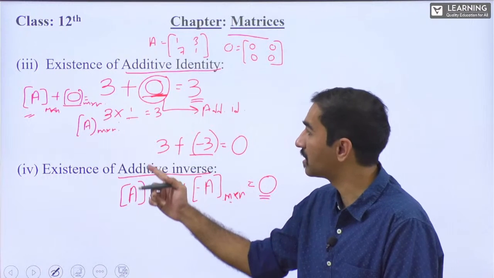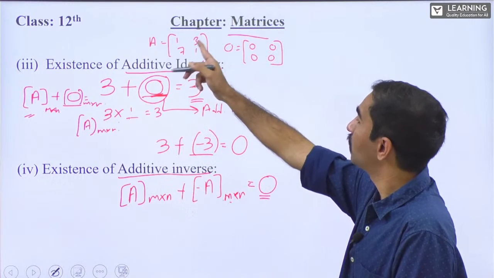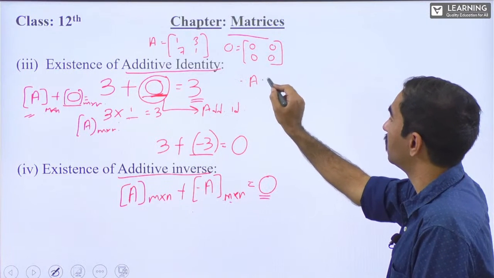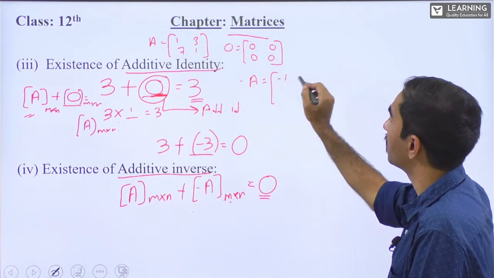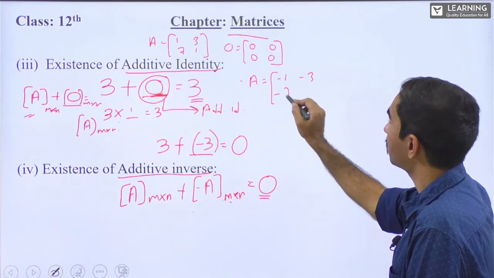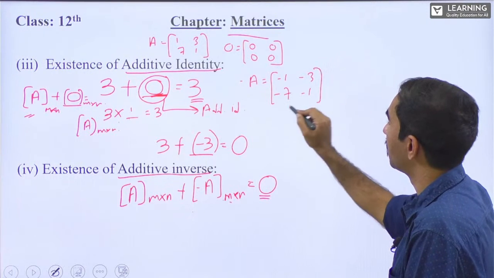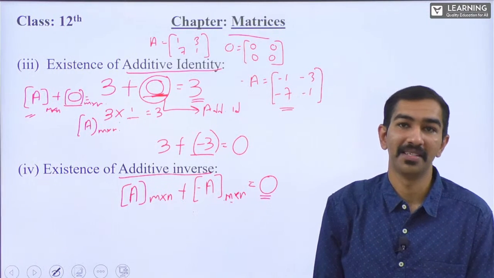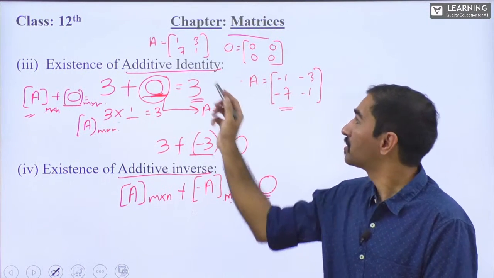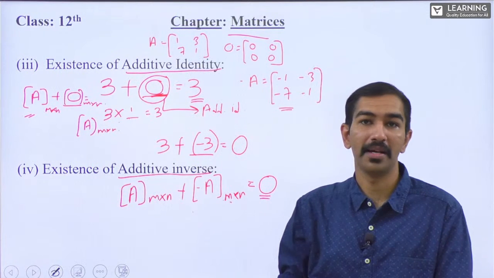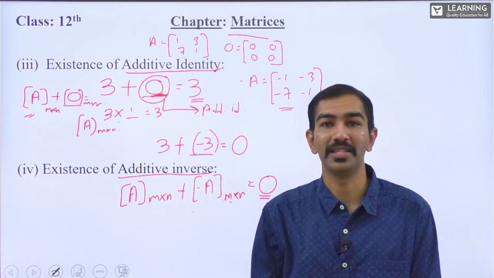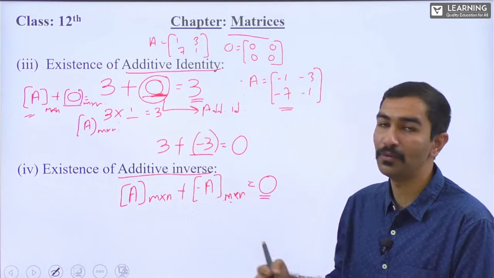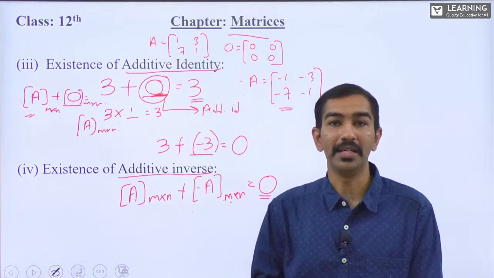You can consider the same example here. A is equal to [1, 3; 7, 1]. What is the negative of that, students? What is minus A equal to? Minus A will be equal to [-1, -3; -7, -1]. Now you add the corresponding elements, what will be your sum? When you add the corresponding elements of A and minus A, you will be getting the sum as 0. So this is nothing but the existence of additive inverse. So these are the 4 properties of matrix addition.